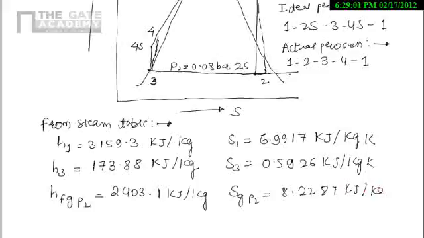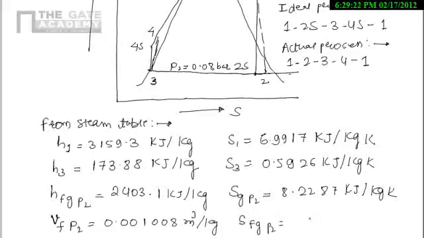kilojoule per kg Kelvin. Here the specific volume of water at pressure P2 is 0.001008 meter cube per kg, and sfg at P2 is 7.6361 kilojoule per kg Kelvin.